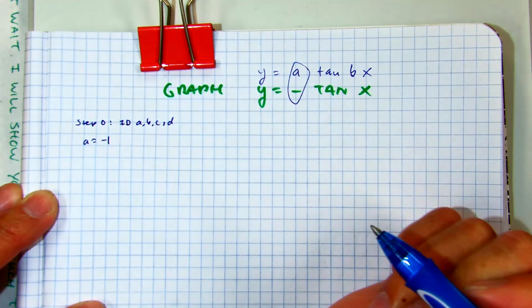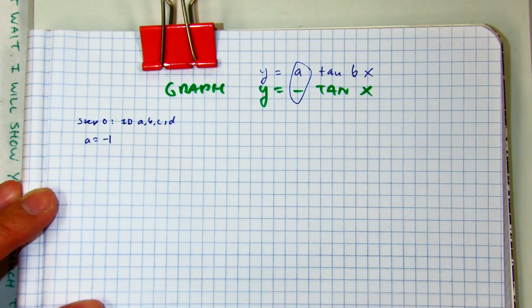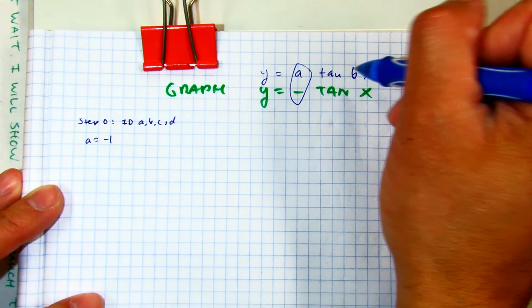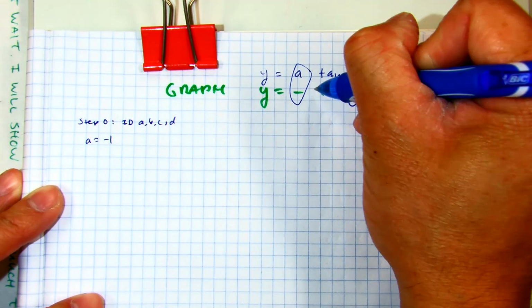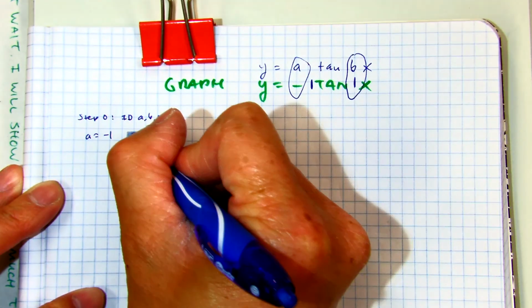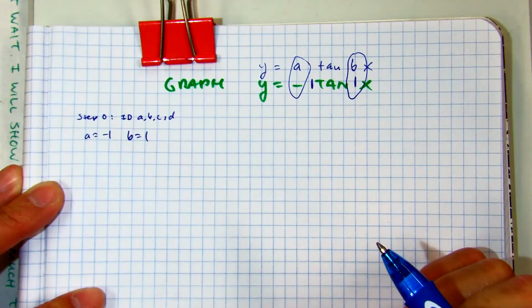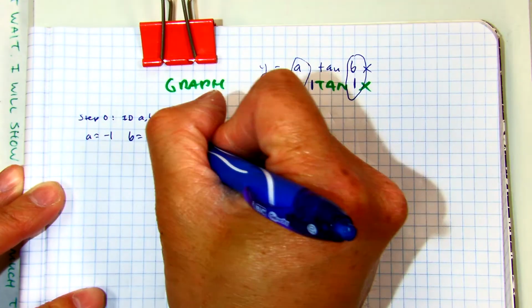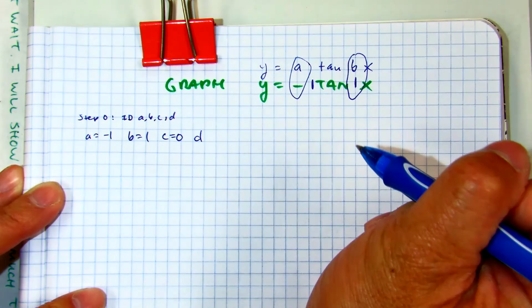Your B value? Yep, there's no number there, so these are 1s. C value? So it'd be a 0. And your D value? 0.